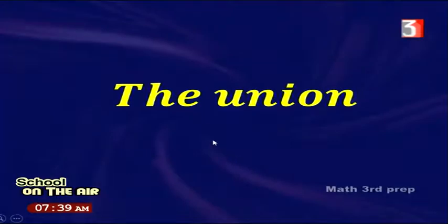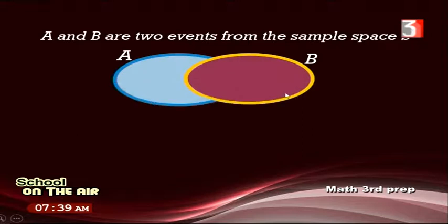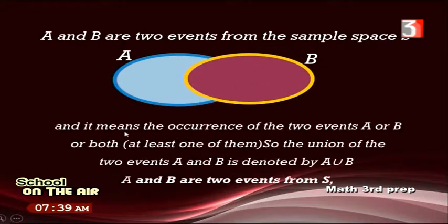The union between the two events A and B. If A and B are two events from the sample space S, like two ovals, one of them A and the other B, the union means the occurrence of the two events A or B, or both, at least one of them. The union between the two events A and B is denoted by A union B.